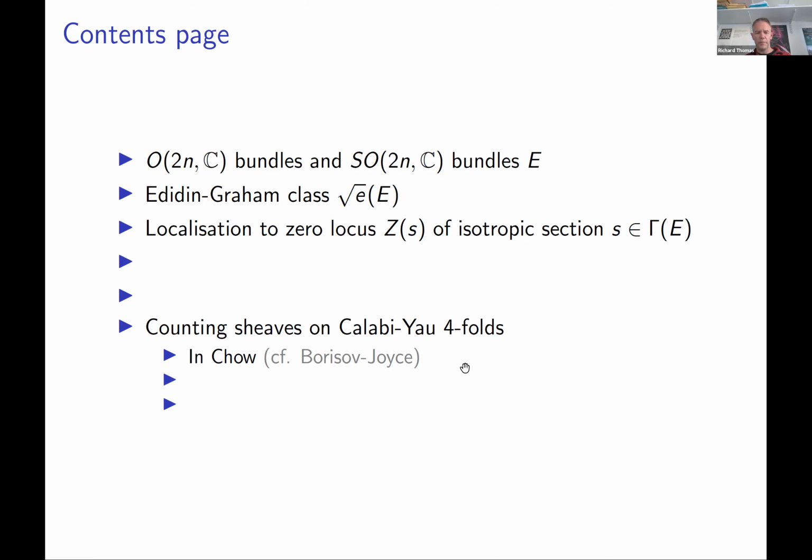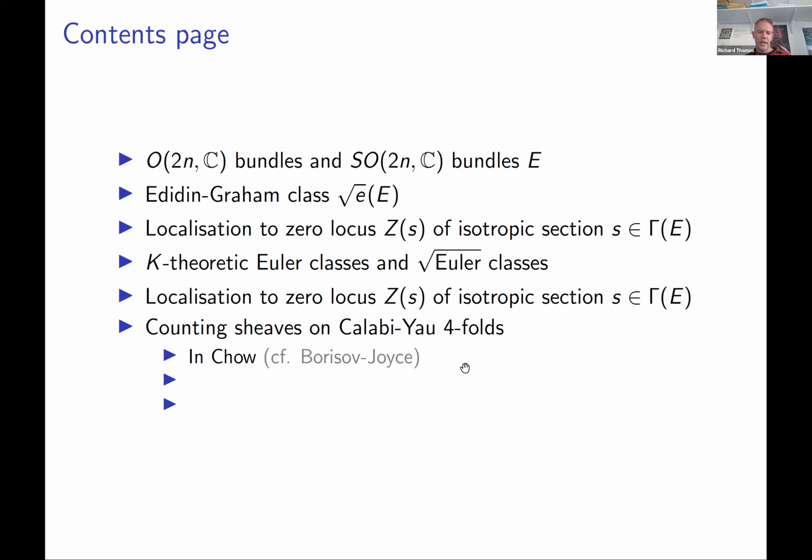So I'm going to explain how to produce something called a virtual cycle on a moduli space of sheaves on a Calabi-Yau fourfold. And this is an algebraic version of a construction due to Borisov and Joyce, and they produced a real virtual cycle in ordinary homology using real derived differential geometry. And so this project was about trying to produce an algebraic version of their cycle.